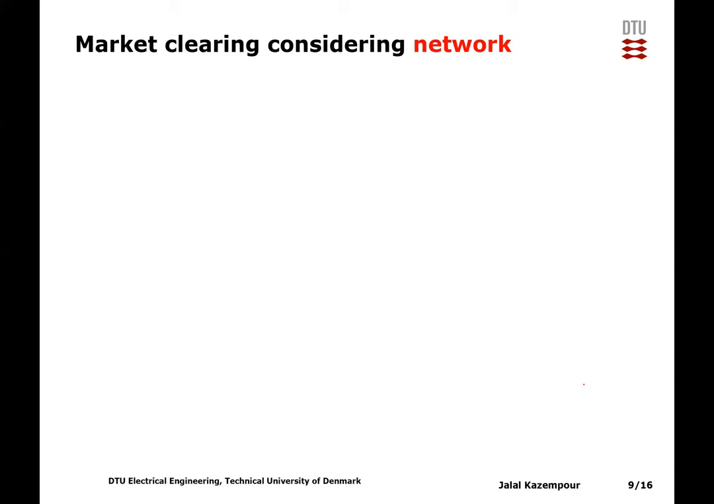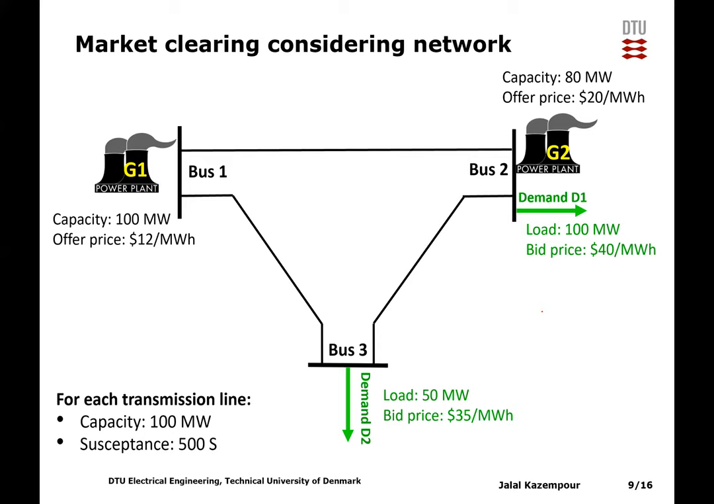Market clearing now with transmission network. So again, our previous example with two generators, two demands, but within a network, we have three transmission lines and three buses. Assume that the capacity of each line is 100 megawatts and the susceptance of each transmission line is 500 Siemens. It's the reverse of ohm. So assume we have this system with the same technical parameters for generators and demands.